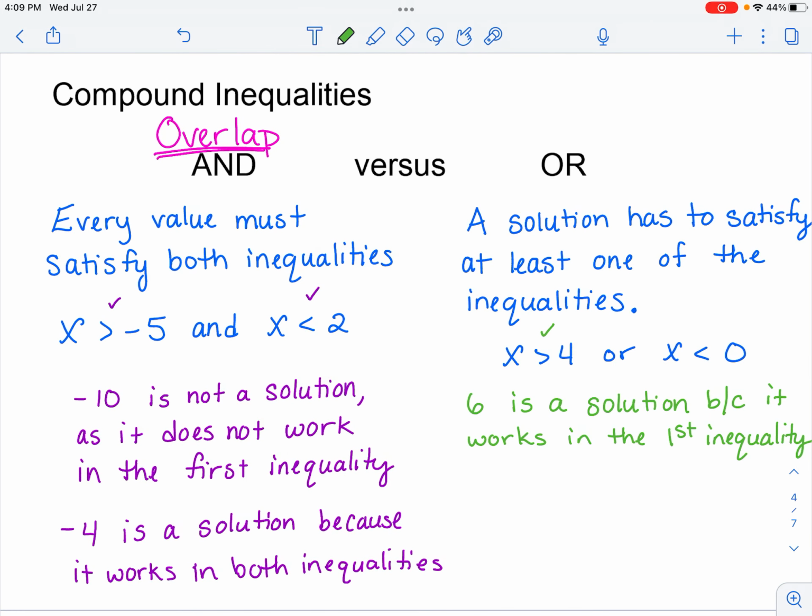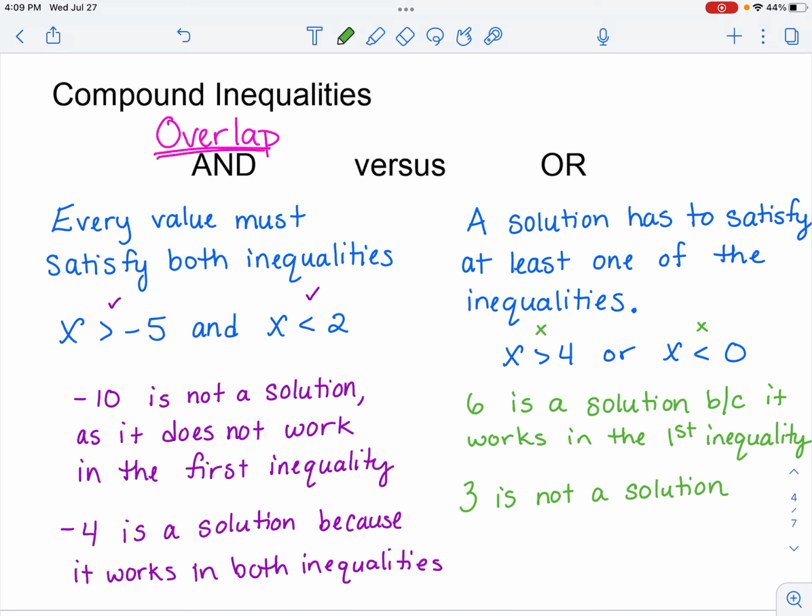What about, say, the number 3? Is 3 greater than 4? And 3 is not greater than 4, but that's okay. Maybe it works in the other one. Is 3 less than 0? No. So because it doesn't work in either spot, I get to say 3 is not a solution. Doesn't work in either one.